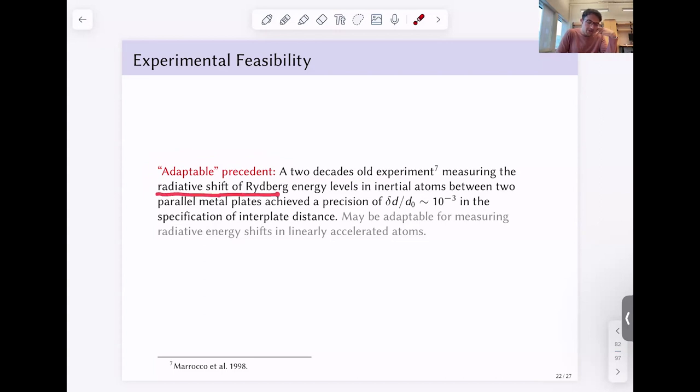What they did was they measured the radiative shift of Rydberg energy levels in an inertial atom between two parallel metal plates. And in this setup, they were able to specify the spacing between the two plates to a precision of 10 to the minus 3 using interferometric techniques. So the idea is that such experiments can be adapted to linearly accelerated atoms at these much lower accelerations, which still can be very challenging to achieve in a real experiment.